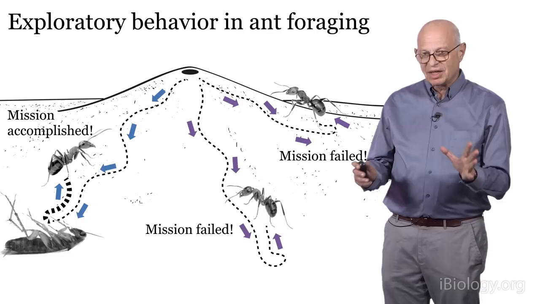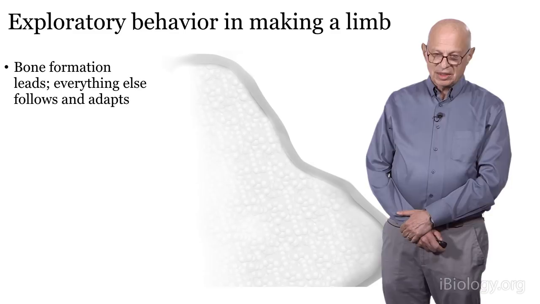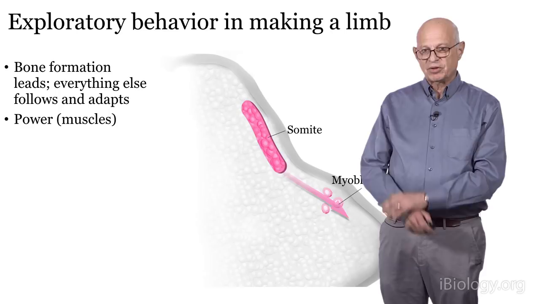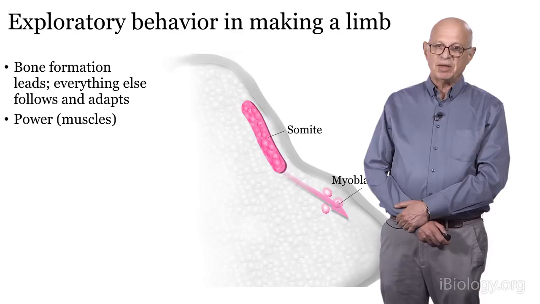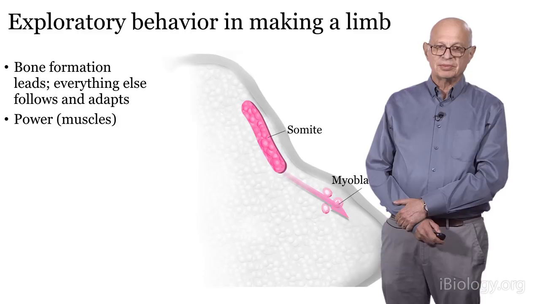All right, so that's a kind of non-anatomical way, but let's go back to the limb. Bone formation is the leading event, but everything else is exploratory and adaptive. It's not that it has to be told what to do, it finds its path by variation and selection. So the first thing after you made this limb bud and this limb forming is you have the somite tissue, which has the muscle precursors, myoblasts in them, and they migrate out in all directions, but they find their attachment next to the bones. So wherever the bones are, the myoblasts end up being there just by random exploration. And that's going to generate the power.